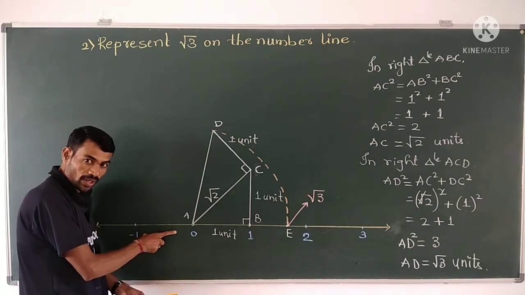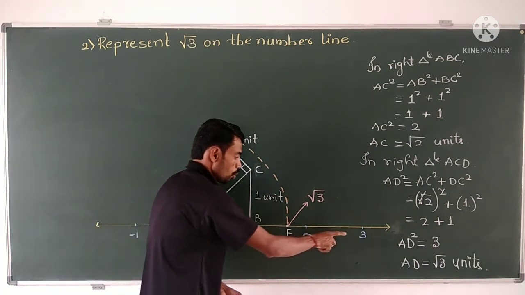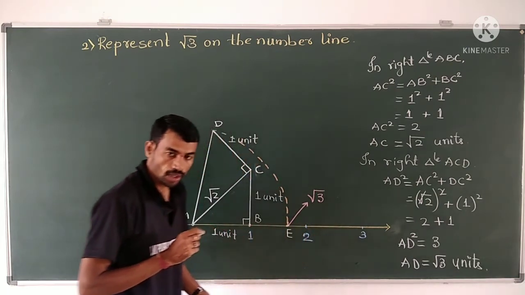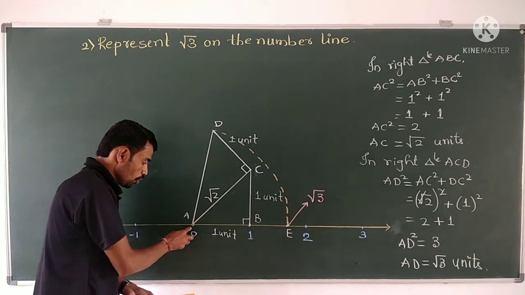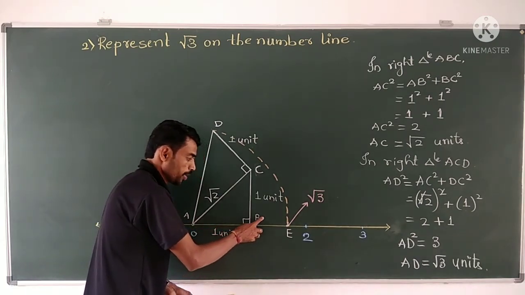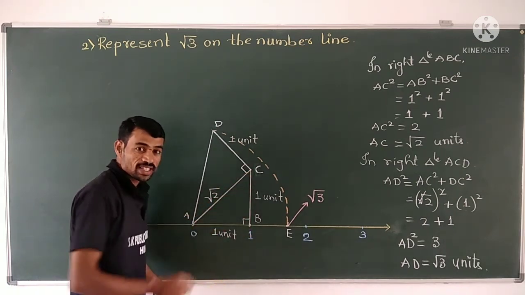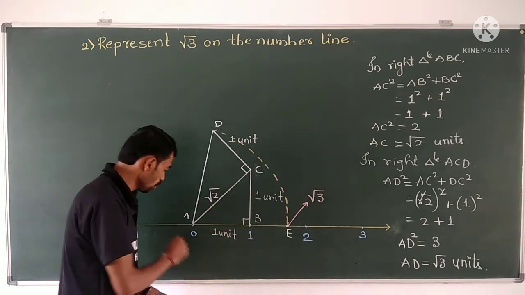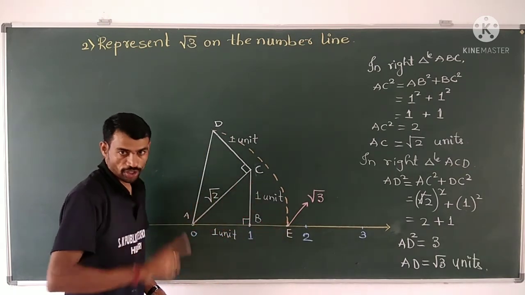So what length you have taken? Same length you have taken here. And 1 to 2, same length. 2 to 3, same length. Clear? So first we have to draw the number line. And 0 we have to mention as point A, and 1 you have to mention as B. At B, draw BC perpendicular to the number line, and the BC length should be 1 unit.